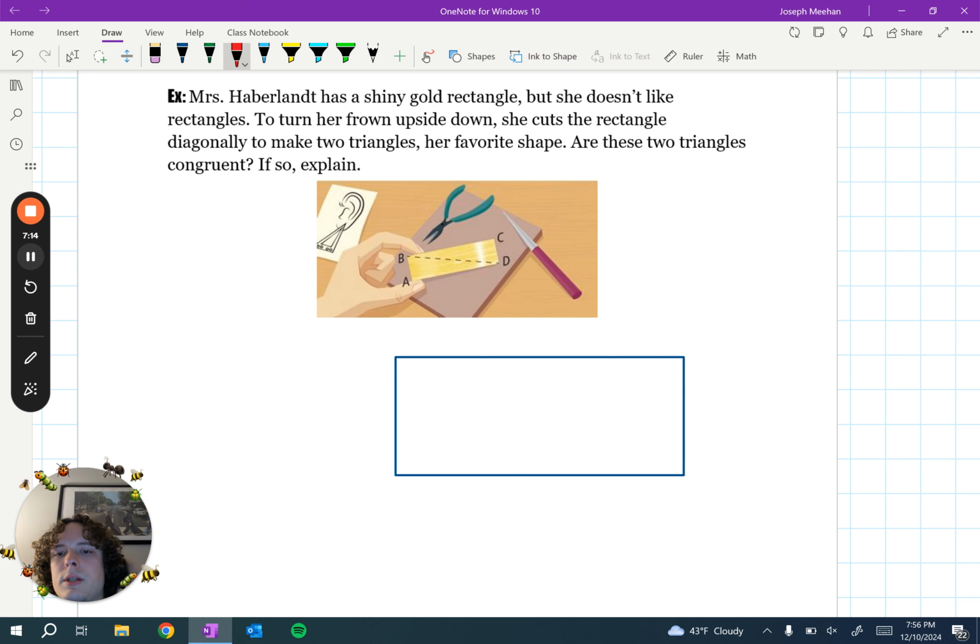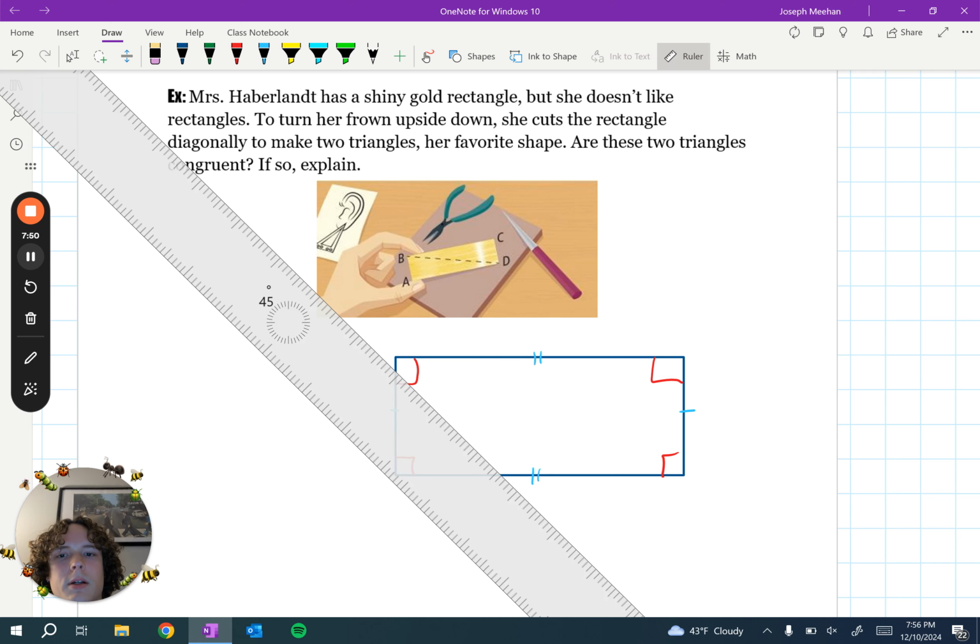Now, what are some properties of rectangles that we know about? I know rectangles have 90-degree angles. That's supposed to be 90 degrees. And then I know that rectangles have congruent opposite sides. So let's say this side is congruent to this side, and this is congruent to that, okay? And in the problem, it says she cut the rectangle diagonally in half. So let's see if I can do that. That wasn't very good. Let me try again. Let me try one more time.